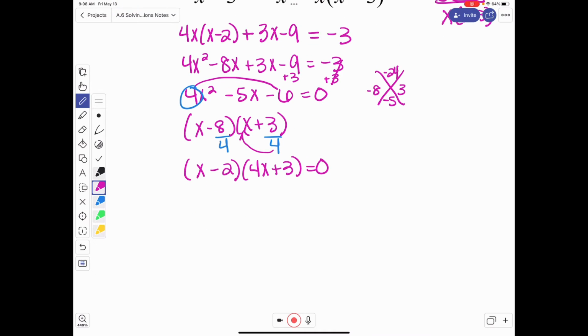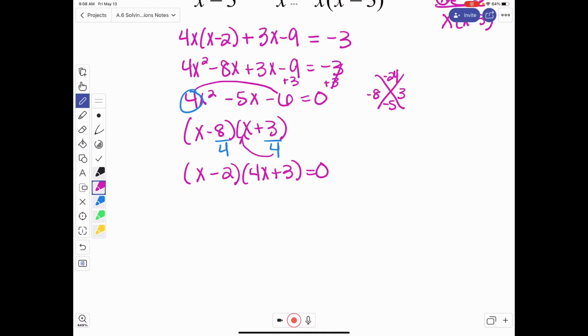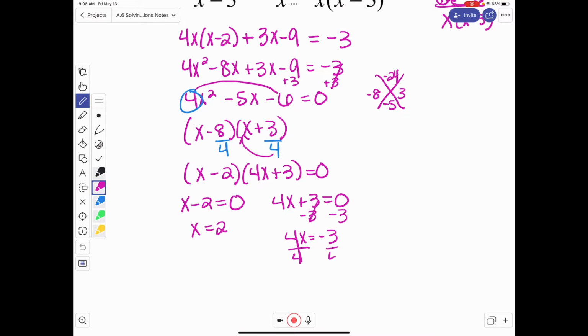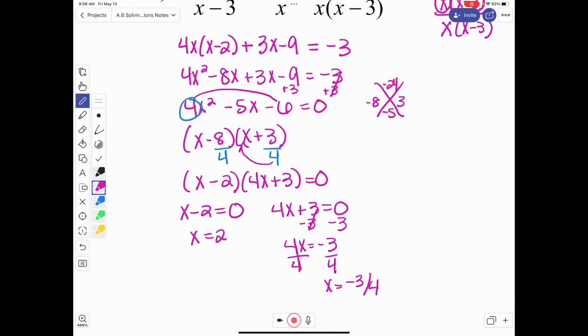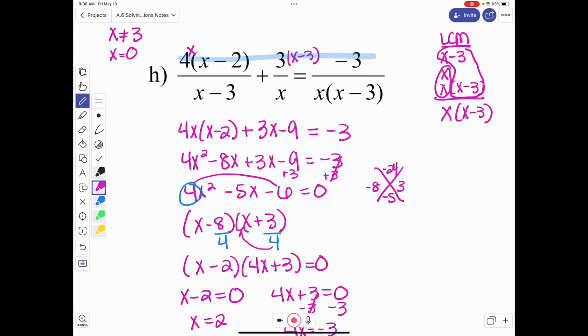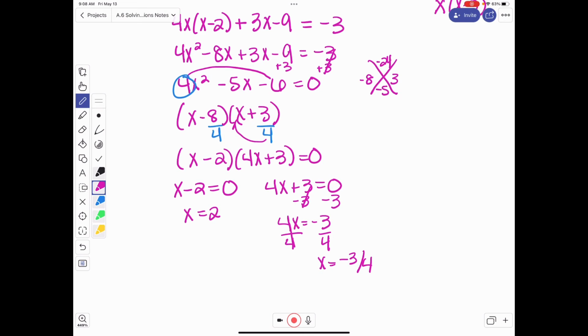So remember, when you're factoring to solve, you set each equal to 0. So if we add 2, x is going to equal a positive 2. And then if we subtract 3 here, 4x equals negative 3, divide by 4, x equals negative 3 over 4, and then we check what it couldn't be. It couldn't be 3 or 0. I forgot my not equal sign again. So it couldn't be 3 or 0, so both of these are good.